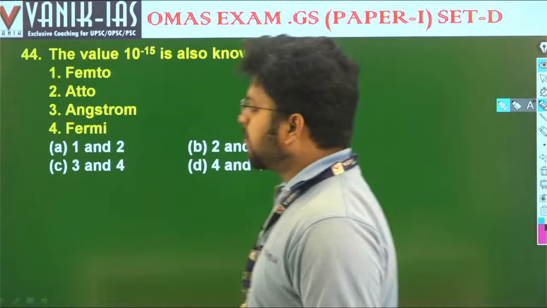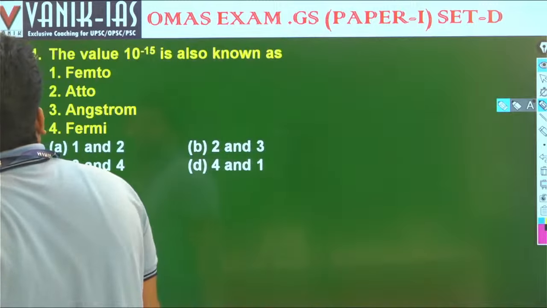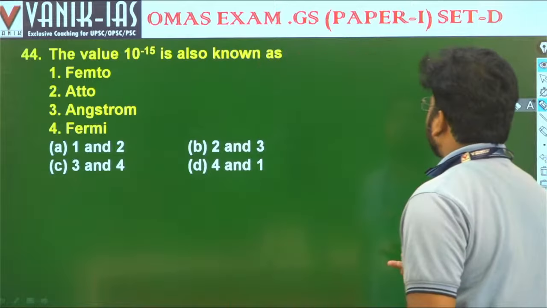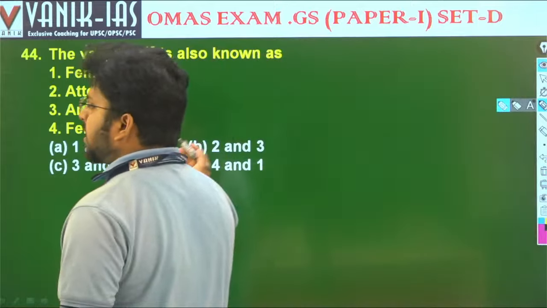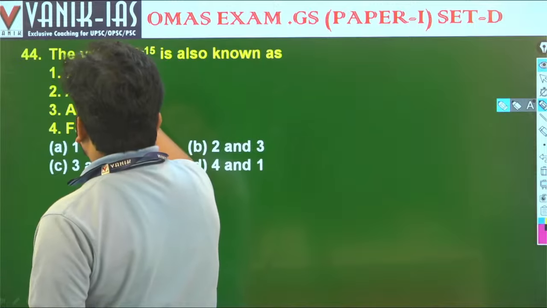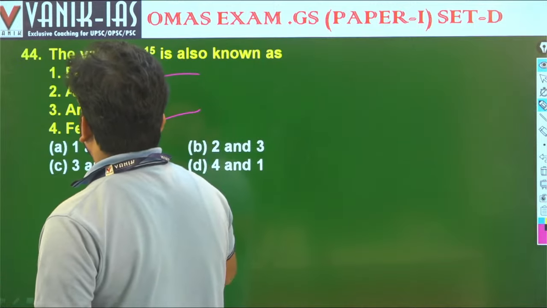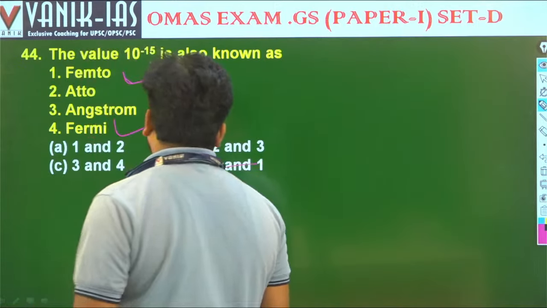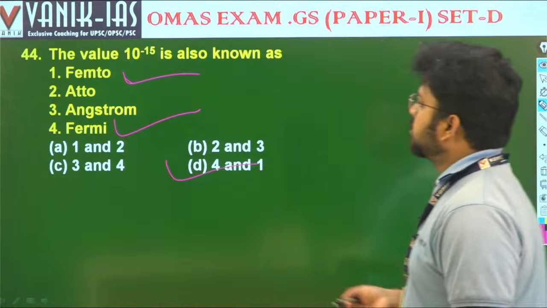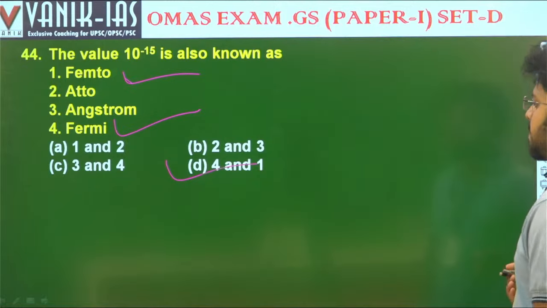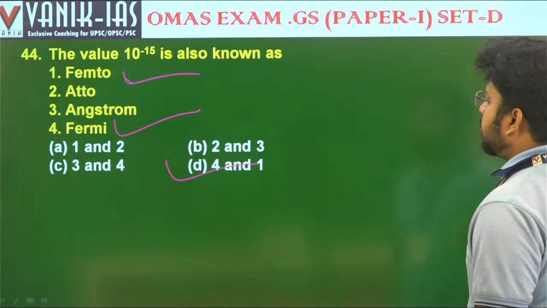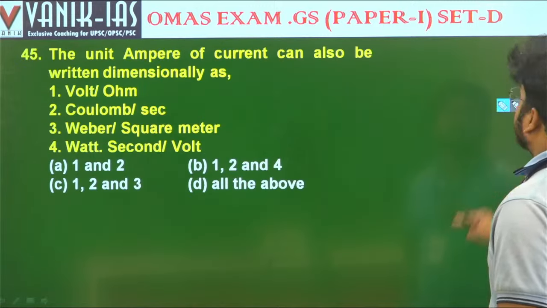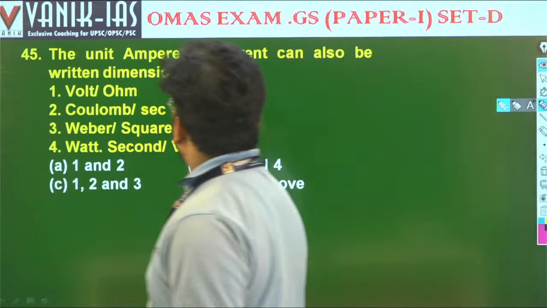Next, the value of 10 to the minus 15, you may call it femto or fermi, angstrom is 10 to the minus 10, nanometer is 10 to the minus 9. So fermi or femto is 15, so this is 1 and 4, common metric system. Anybody who has studied physics, I have made them write these things. D, 4 and 1.